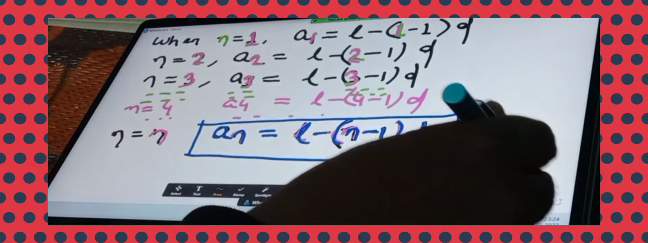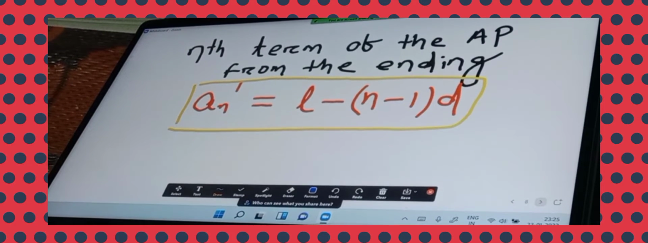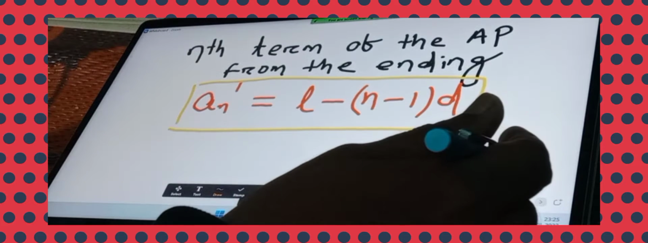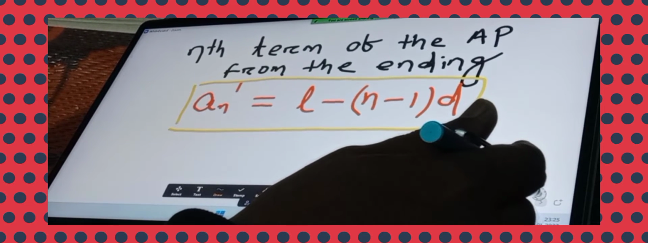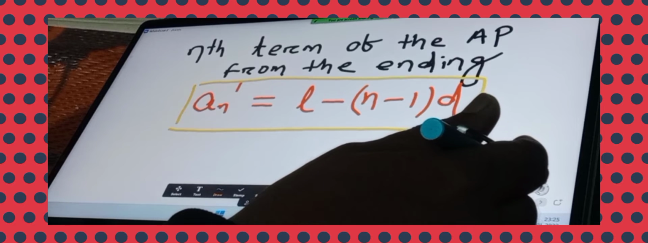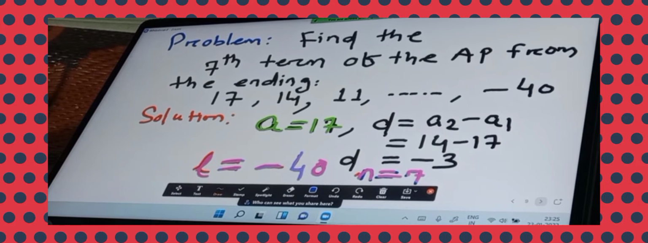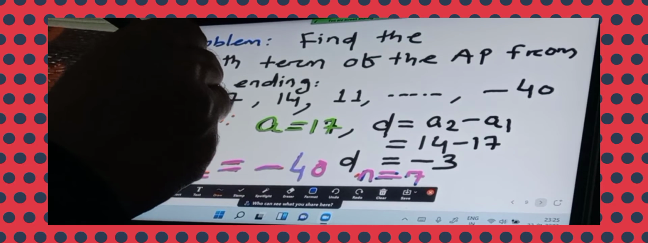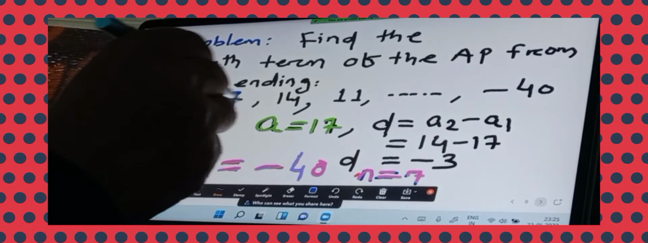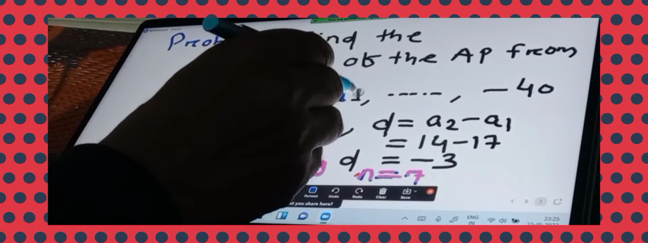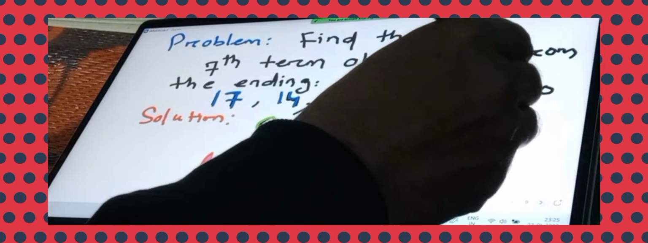Let's see a simple problem. The nth term of the AP from the ending is An dash equals L minus n minus 1 into D. So remember this formula. Here is a simple problem showing how to find any term of the AP using this formula. Find the seventh term of the AP from the ending. The AP given is 17, 14, 11, and so on, up to minus 40.